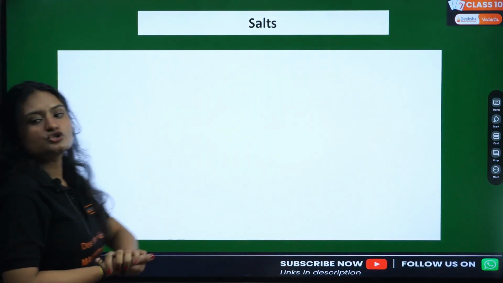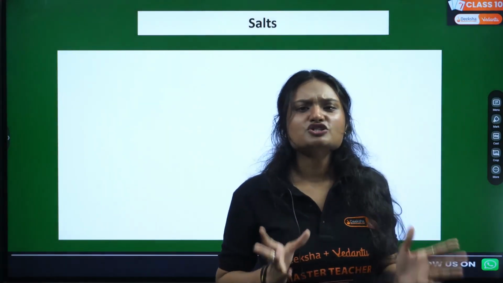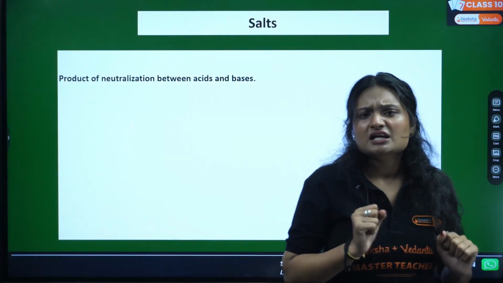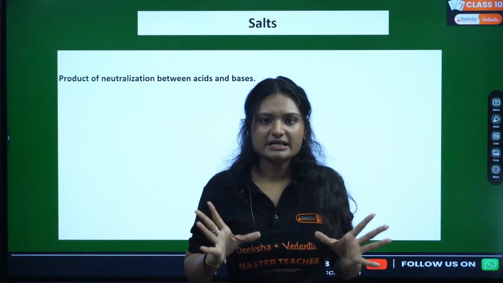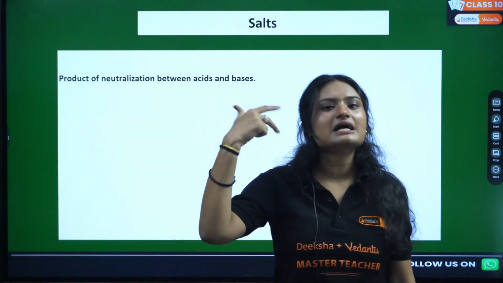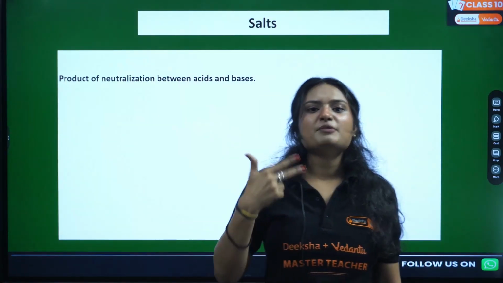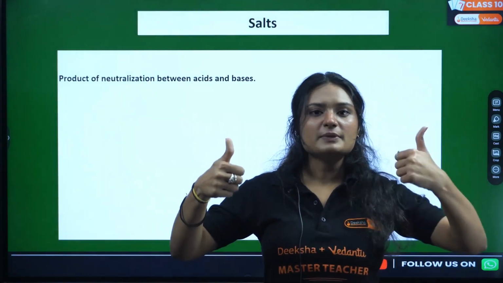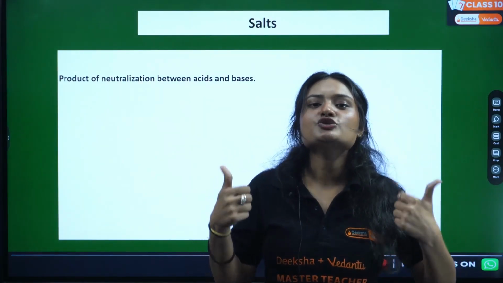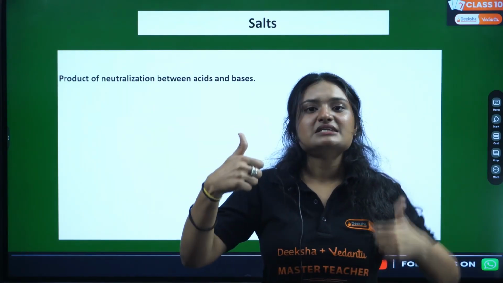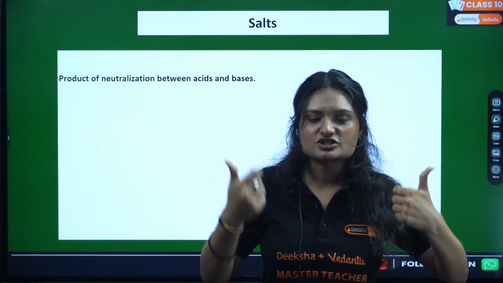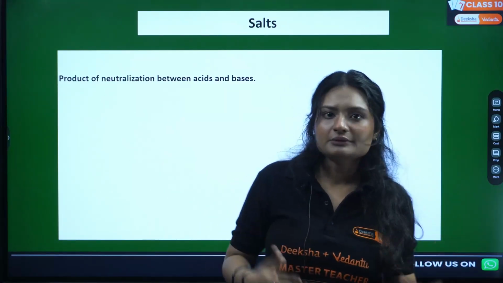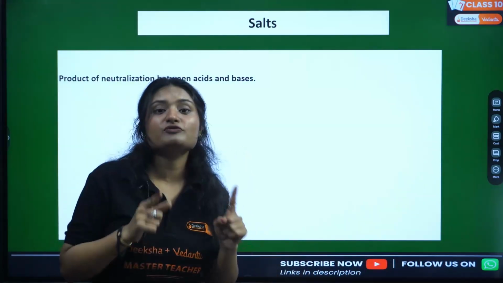Moving on to salts, my dear kids. What are salts? They are a product of neutralization between an acid and a base. Now there are three types of salts: neutral salt, acidic salt, and basic salt, depending on the type of acids and bases that we are using. If we have a strong acid and a strong base, we get a neutral salt. If we have a strong base and a weak acid, we get a basic salt. If we have a strong acid and a weak base, we get an acidic salt. Comment down below the example of each of these salts.